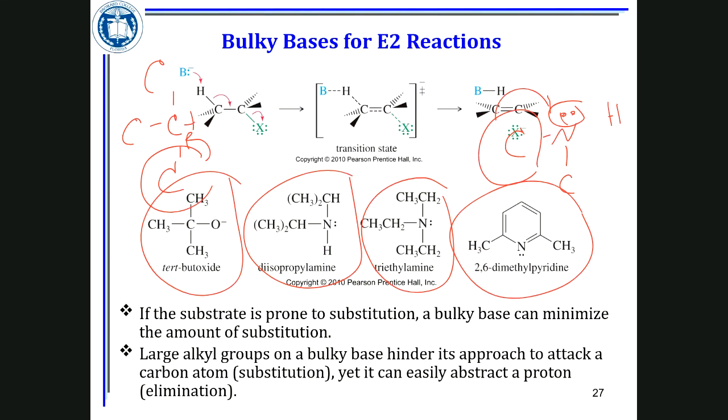So if you are using a bulky base, these are the examples. The easiest one to remember is this one. If it's not multiple choice, like if you are trying to write down a bulky base, this is the easiest one to remember. But these you have to recognize. Recognize that if you have a tertiary amine or secondary amine with two bulky alkyl groups attached to it, it can act as a bulky base.